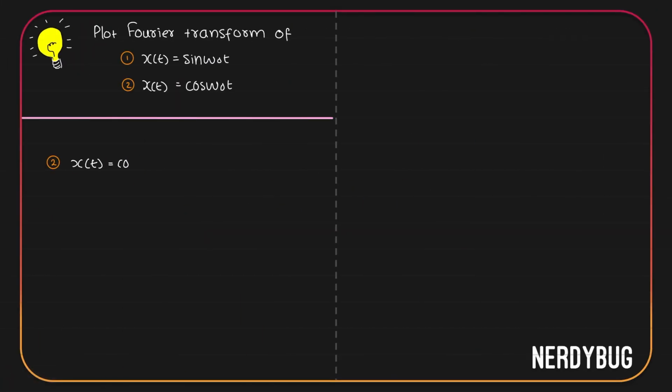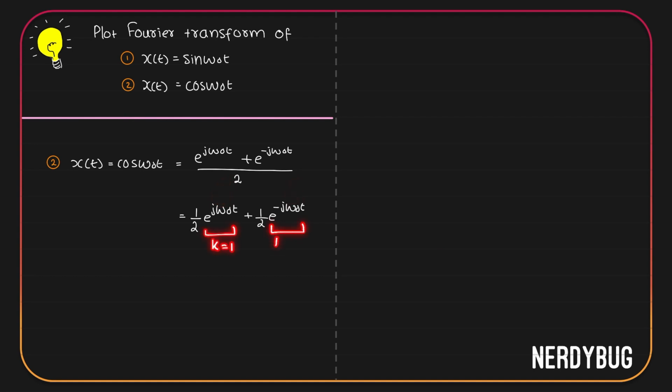x(t) is equal to cos ω₀t. Using Euler's formula, this can be written like this: e^(jω₀t) plus e^(−jω₀t) divided by 2. Let us split the terms. 1 by 2 e^(jω₀t) plus 1 by 2 e^(−jω₀t). Similar to sin ω₀t, here also we have plus ω₀ and minus ω₀. This corresponds to k equal to 1 and this corresponds to k equals minus 1.